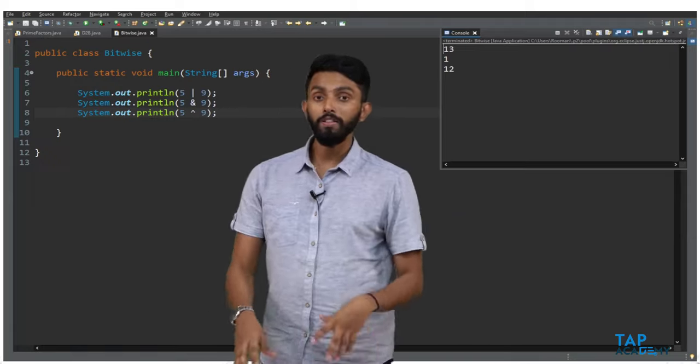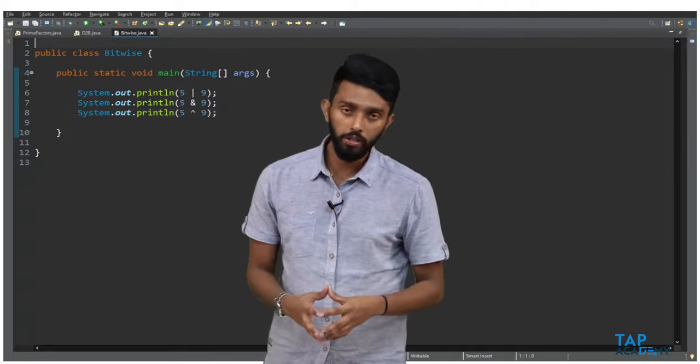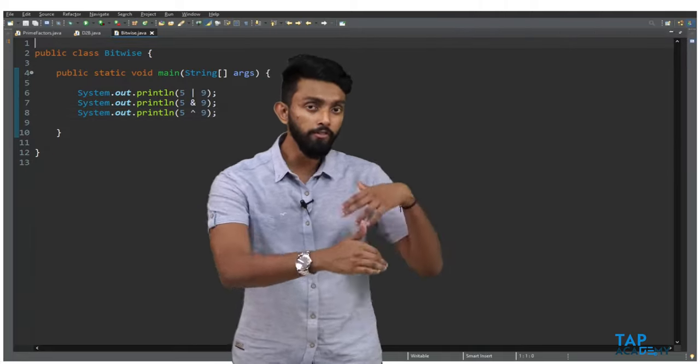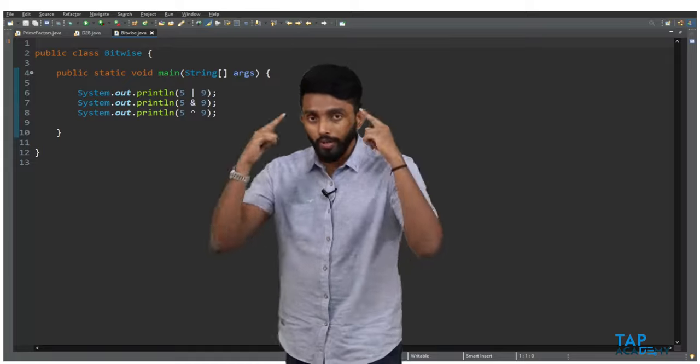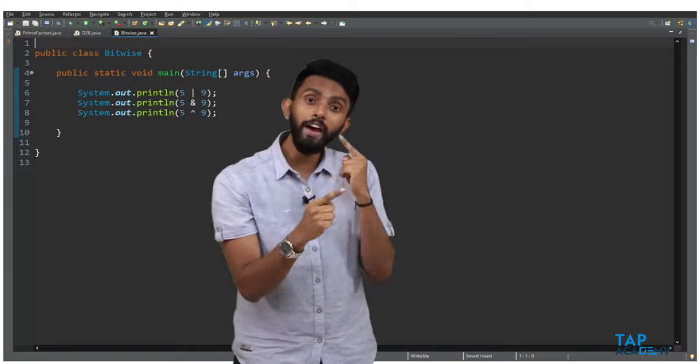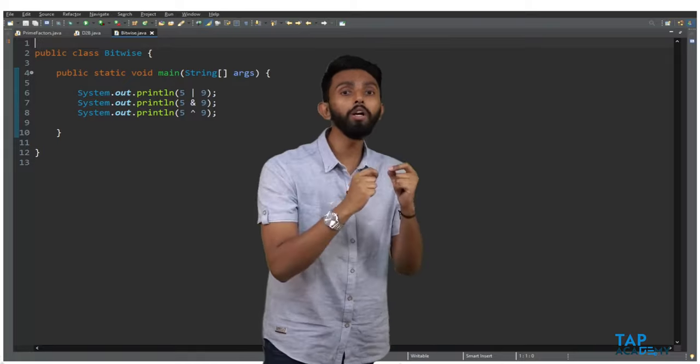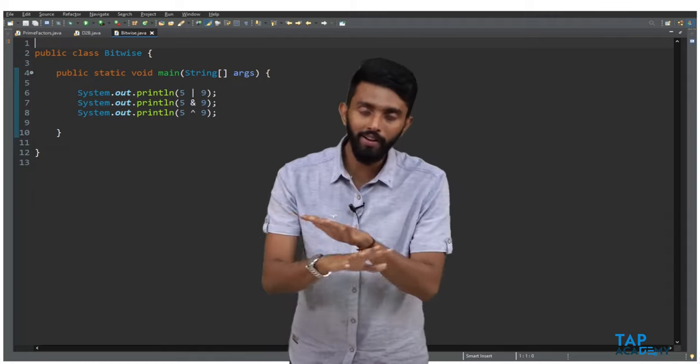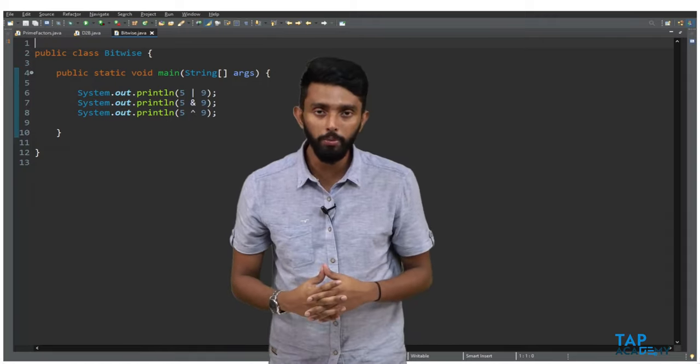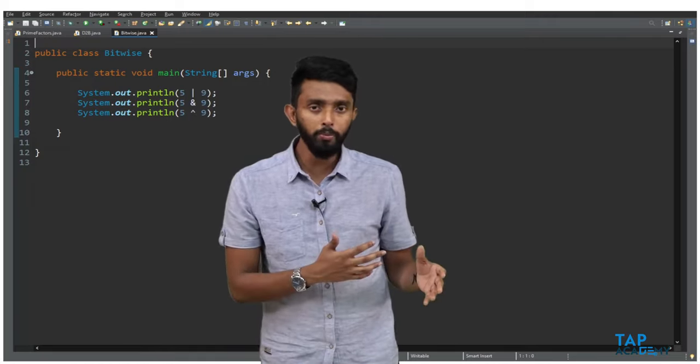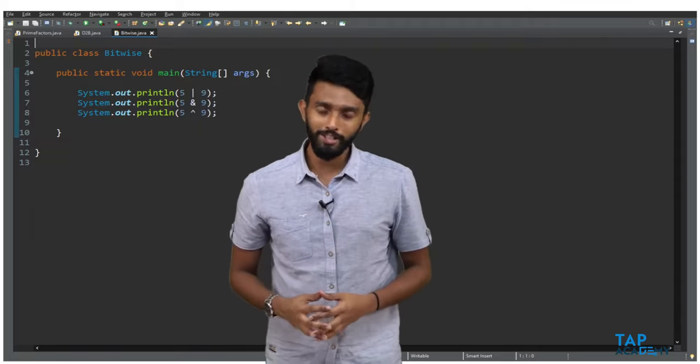So I hope these basic operators and how they work is clear to you. But it's a different story where you will be using them. I know that question is there at the back of your mind. Where will we be using them? What will we be using them for? 100% clarity I will give you. Don't worry about it. But there are a few more bitwise operators which I would like to first explore.